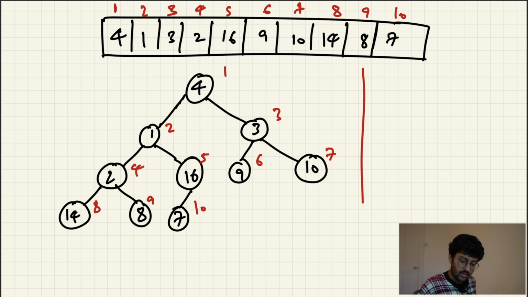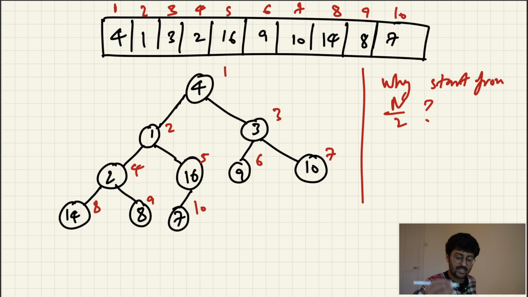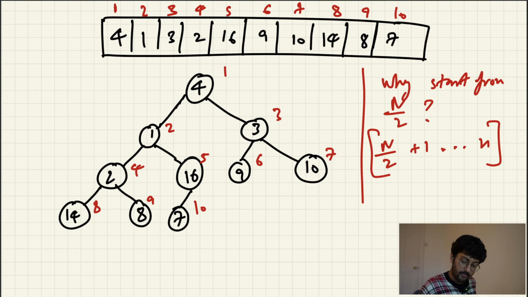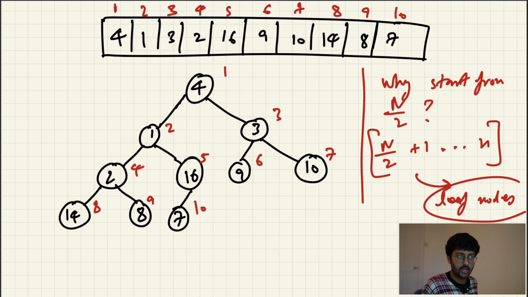So why start from n by 2? Because we are skipping all the leaf nodes, but we also know n by 2 plus 1 till n, so 6, 7, 8, 9, 10 in a complete binary tree, are all leaf nodes. You might ask, Kunal, how can you prove this? Well, watch the tree playlist, the tree video. So start from 5 and then just call down heap on it for every single element.